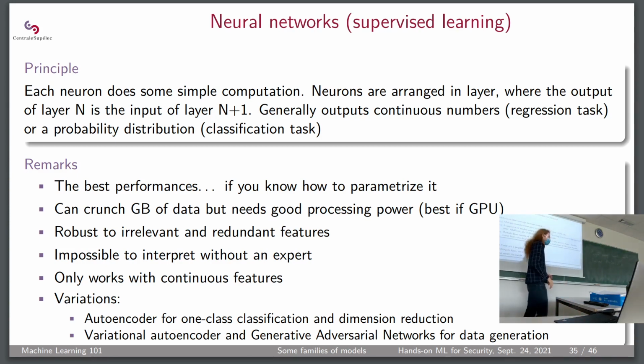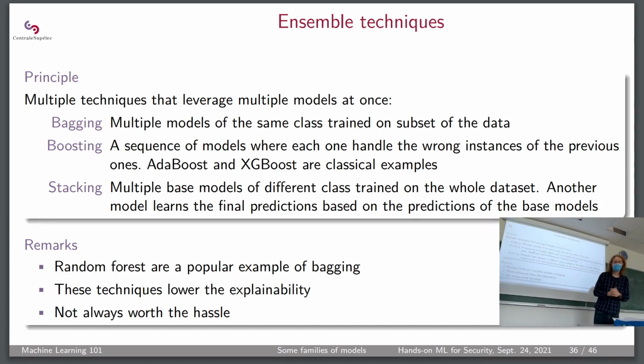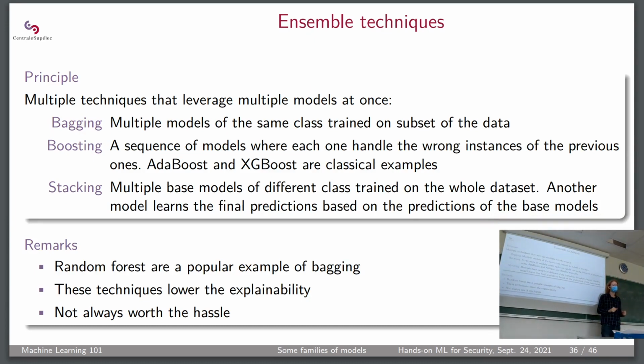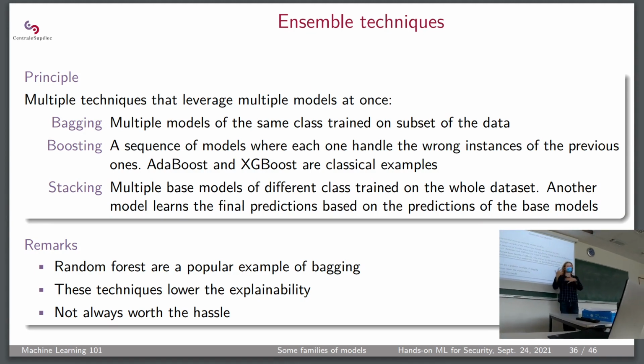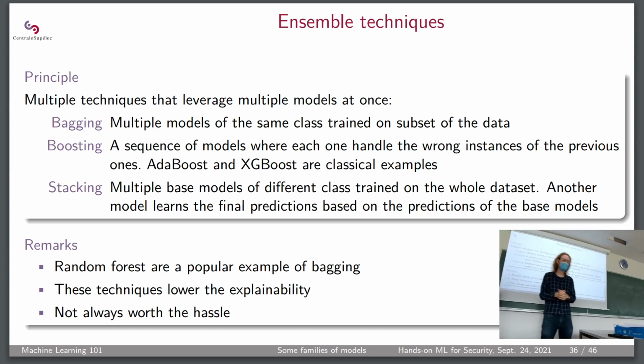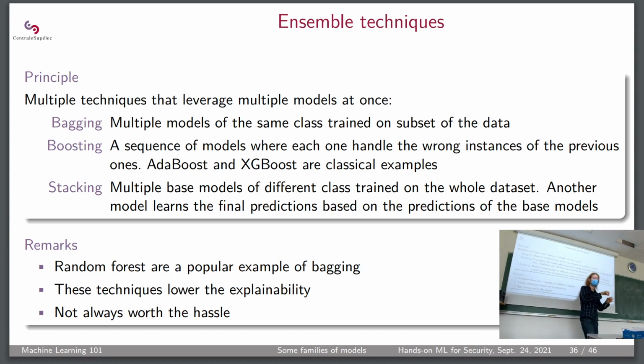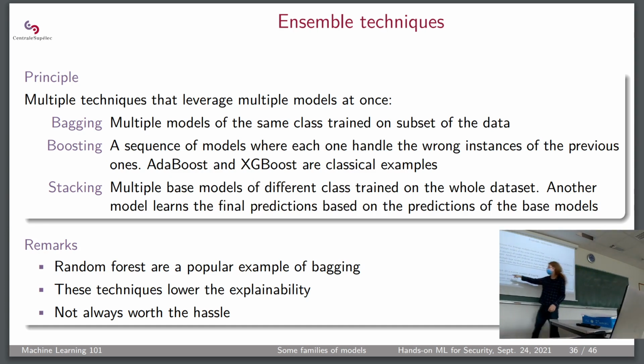And finally, a technique called ensemble techniques. The idea is to use multiple simple models together to create a more complex one. There are three sub-techniques here. The first one, bagging, is I use several times the same base model, but on random subsets of the data. This should remind you of something because random forest is based on this technique. You just use a lot of decision trees on random subsets of the data and do some vote at the end.